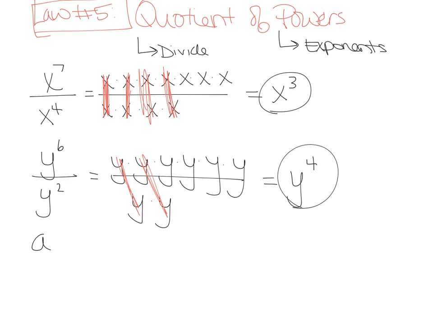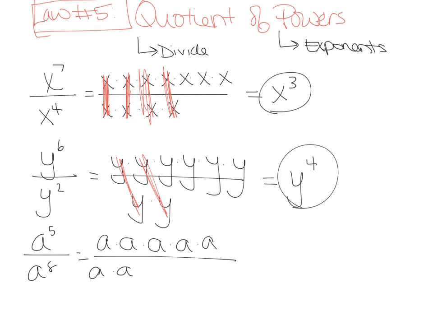Now let's do one more. If I have a to the 5th over a to the 8th. Expand this out. A times a times a times a times a. 8 a's on the bottom. 1, 2, 3, 4, 5, 6, 7, 8. Cross out 1a with the top and the bottom. Notice my a's. Where are they left over? They're on the bottom. So a cubed is on the bottom. Who's on the top? 1.